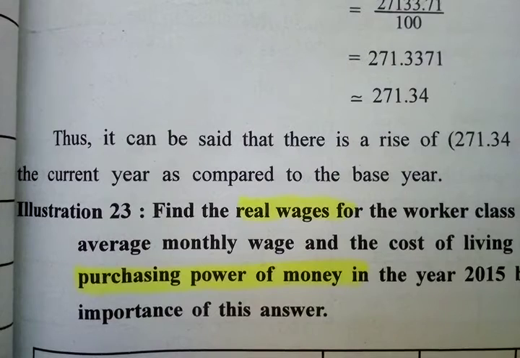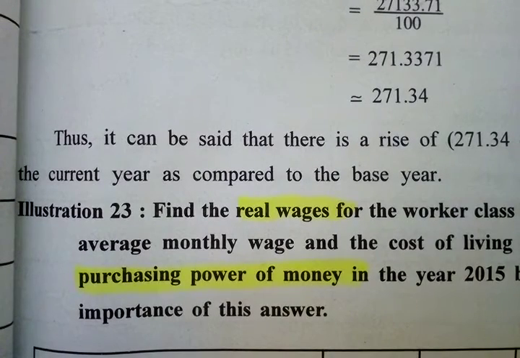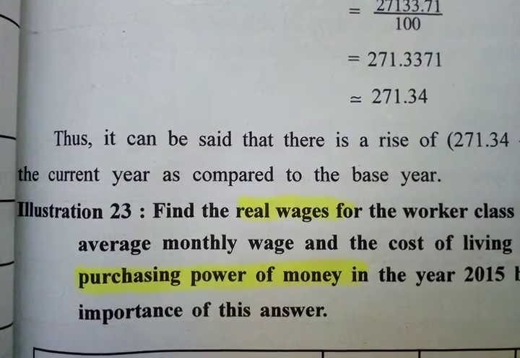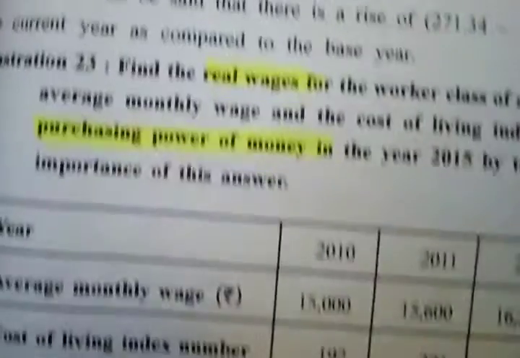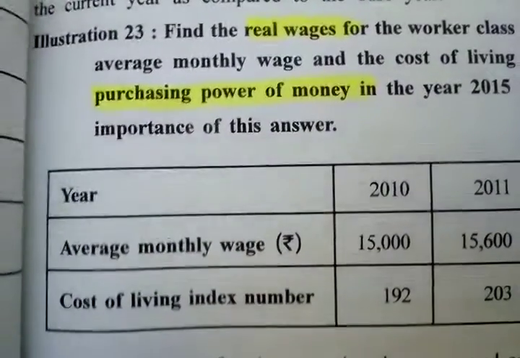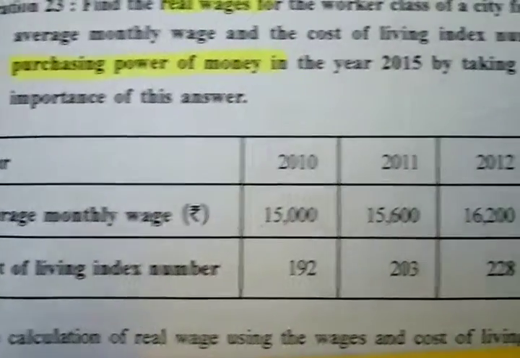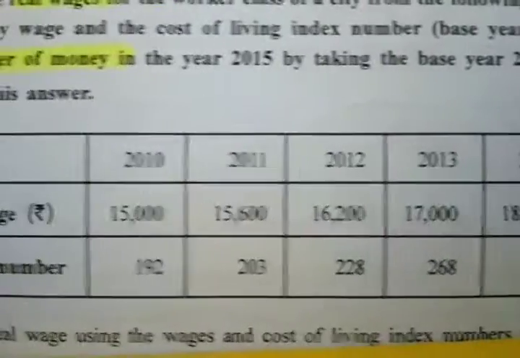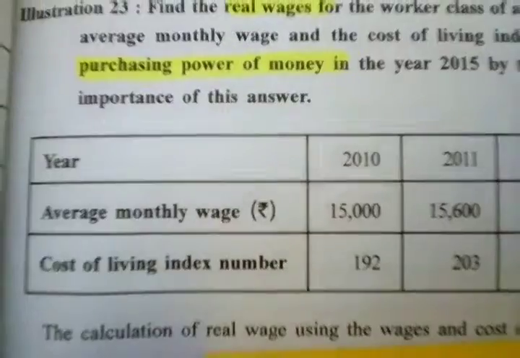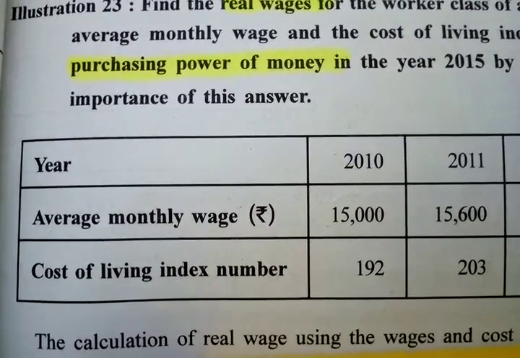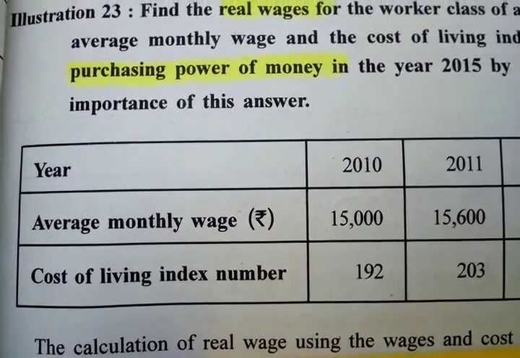Let us see illustration number 23. Here we are asked to find out the real wages and the purchasing power of money in a particular illustration. Let us see how the question is given. Year 2010, 11, 12 and 13 up to 15 are given. Also, what is given? Average monthly wage, cost of living index number. These two things are available.